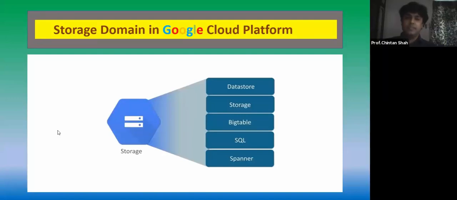And the last service is Spanner. Now Spanner is similar to SQL, but again you'll have a question: if it is similar, then what is the difference? The difference between SQL and Spanner is the scalability. SQL cannot be scaled horizontally. Only Spanner can be scaled horizontally.